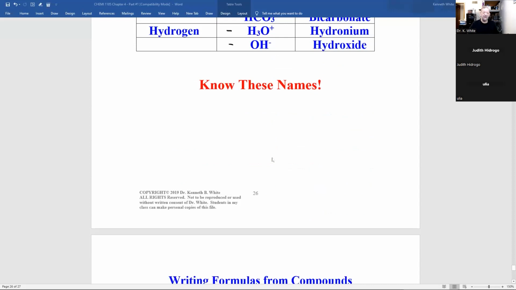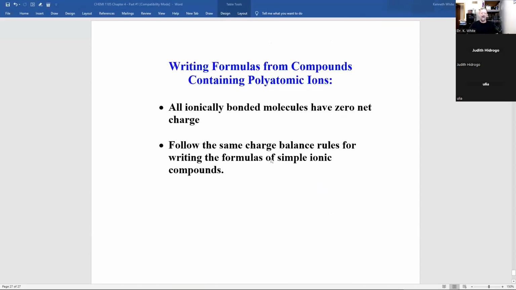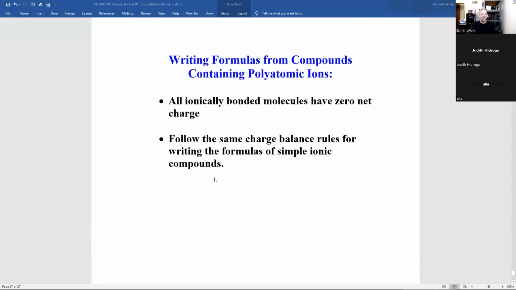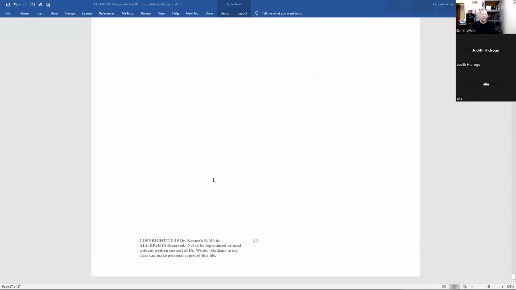If I go back here, I have the last slide clicked. Writing formulas for ionic, oh no, unclick. I've already done this. All ionically bonded molecules have a net zero charge. Follow the same charge balance rules for writing formulas for simple ionic compounds. We did that. Oh no, now I'm done.